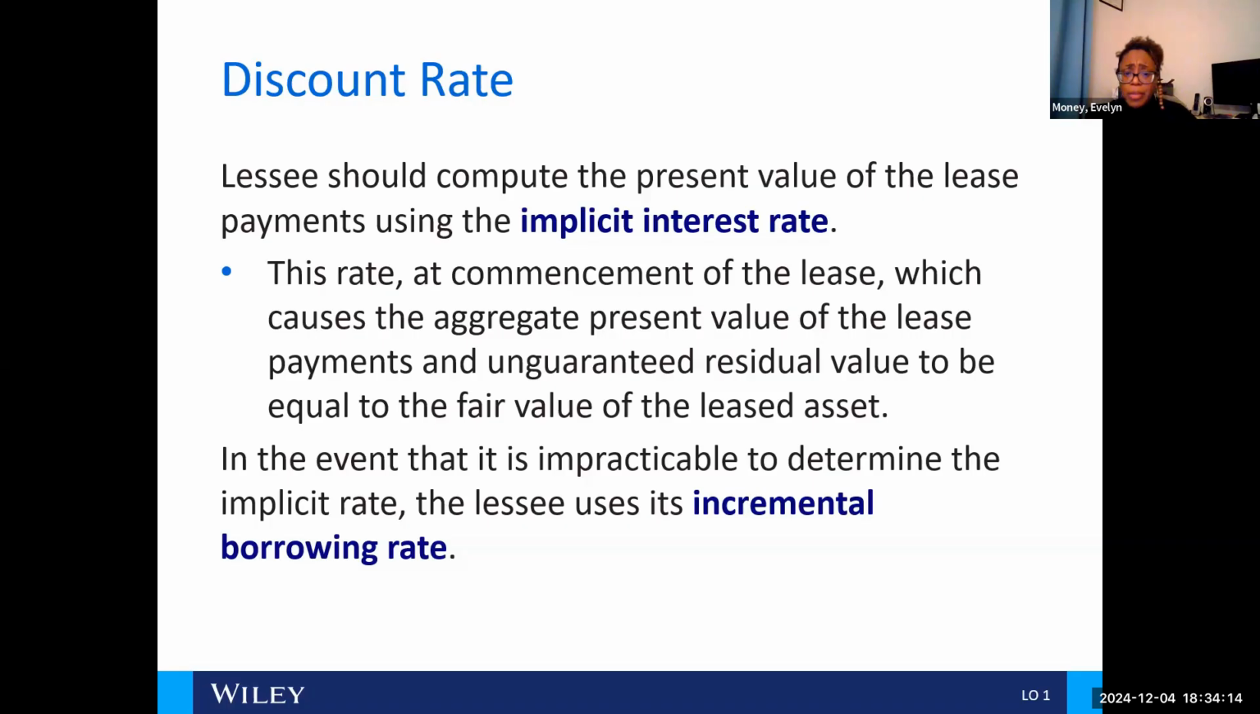Now, when you're given a problem, sometimes you'll be given the implicit rate. Sometimes you'll be told that the implicit rate is unknown. Sometimes you'll be given both of them. Which one are you supposed to use? Well, if you're given the implicit rate, always use the implicit rate. The only time you use the incremental borrowing rate is if the implicit rate is unknown. So Wiley Plus will throw you some problems and you'll be given both rates. You want to head towards that implicit rate, not the incremental borrowing rate.